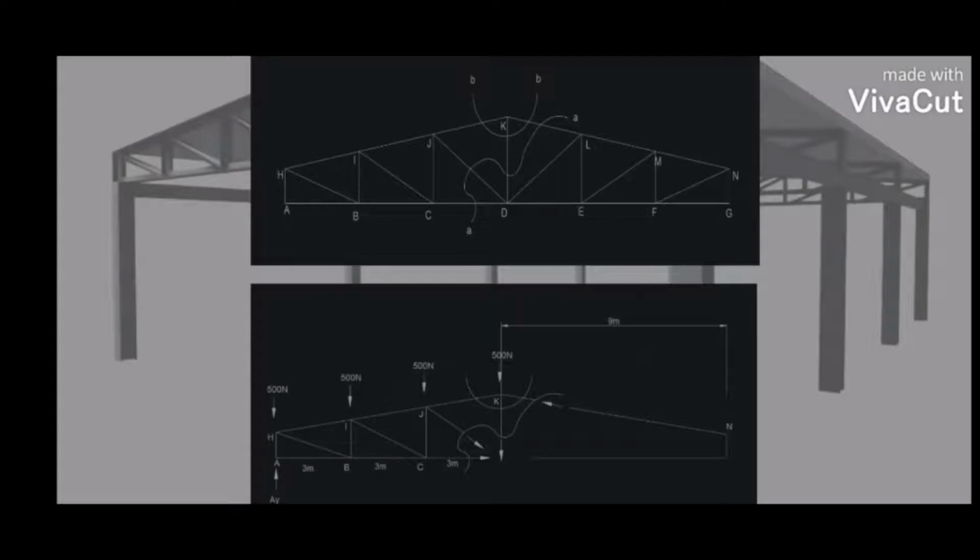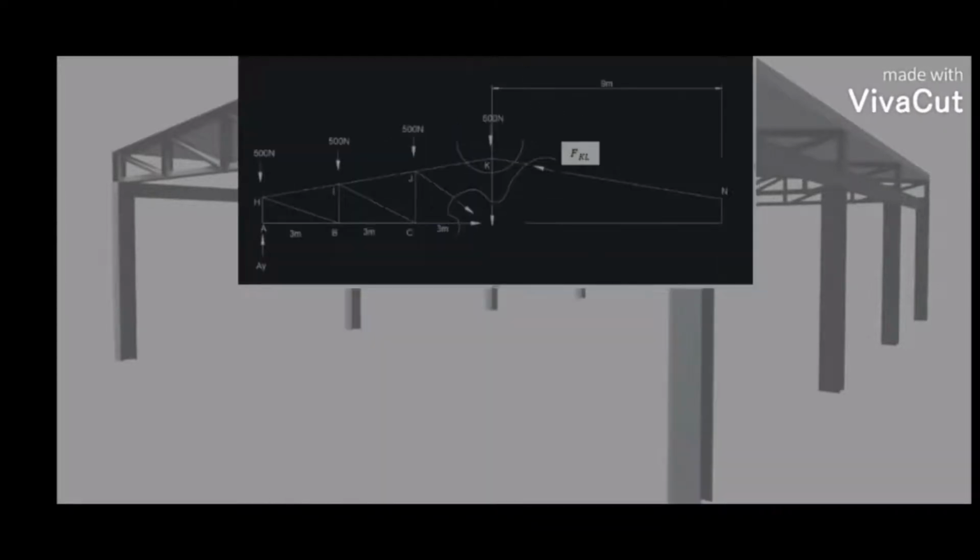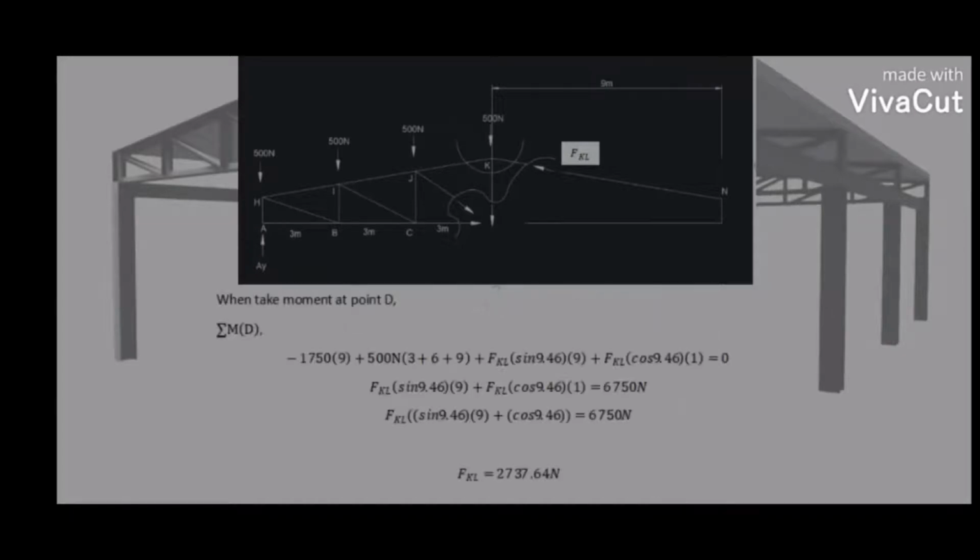Next, we apply the method of section to our free body diagram. We cut it into two sections, one is A and one more is B. So this is for the section of A. When we take moment at point D, same thing, summation of moment equal to 0. We put all the moments inside the equation. We will get FKL is equal to 2737.64 Newton and the sine 9.46.